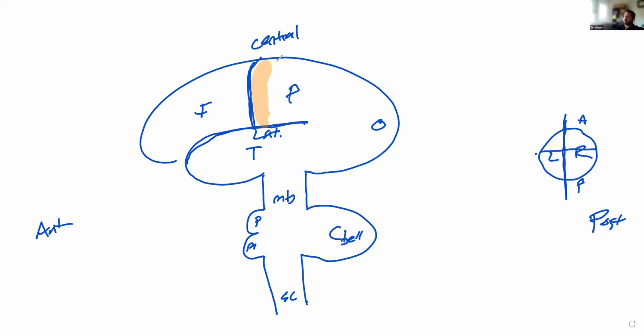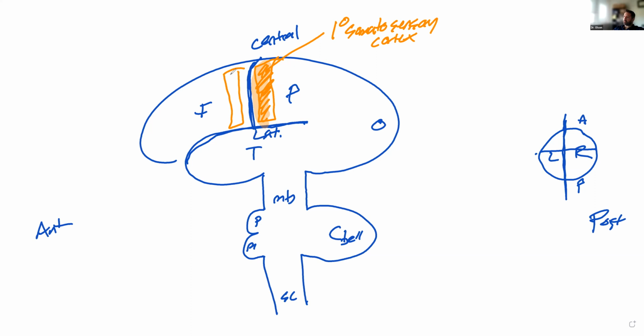So this area right here, just posterior to the central sulcus, is what we call the primary somatosensory cortex. Okay. And all the information that is coming from the body, that sort of general somatic information that is sensory, pain, touch, vibration, all this stuff is coming up from the body, from the environment, and it is hitting your primary somatosensory cortex.